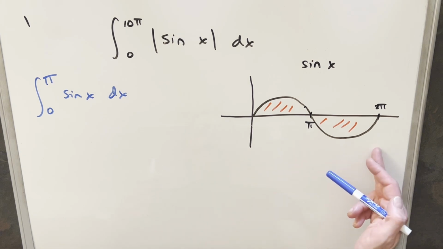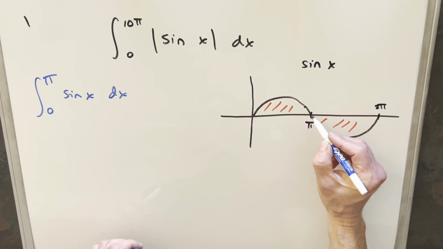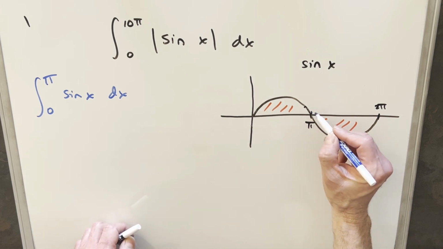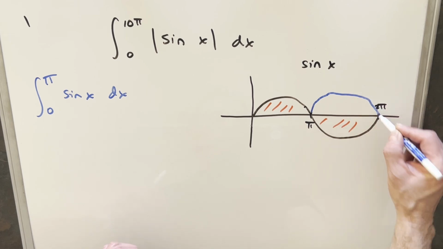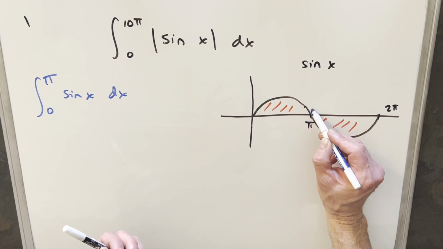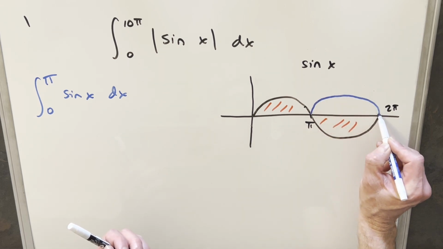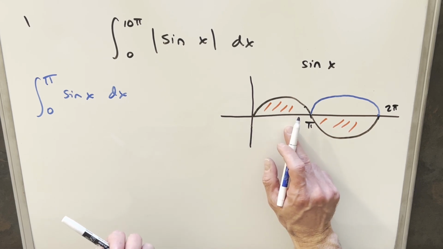But then from pi to 2 pi, everything here is negative. We have absolute values. So what that's going to do is it's actually just going to flip everything. So for the absolute value, it's actually just going to flip everything and it's going to look like this. But then this curve here, this is going to be exactly the same. This should be exactly the same as what we have from 0 to pi.